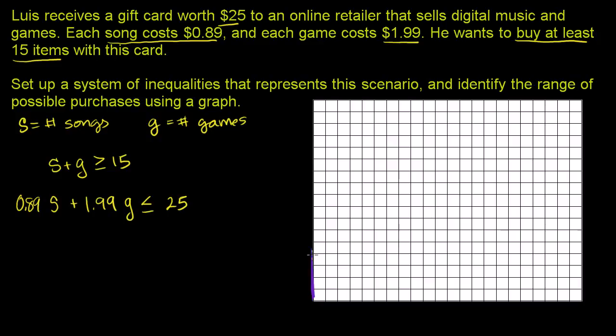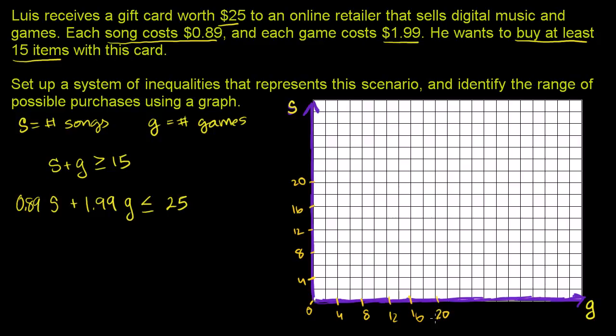Let's make the vertical axis that I'm drawing right here the song axis. So that's the number of songs he buys. Let me make sure you can see that. That is the song axis. And then let's make the horizontal axis the number of games he buys. Just to make sure that we can fit on this page, because I have a feeling we're going to get to reasonably large numbers, let's make each of these boxes equal to 2. So this would be 4, 8, 12, 16, 20, and so on. And this obviously would be 0, then 4, 8, 12, 16, 20, and so on.